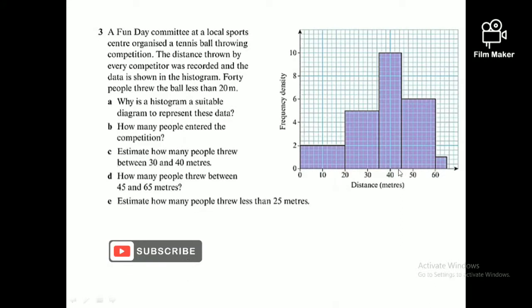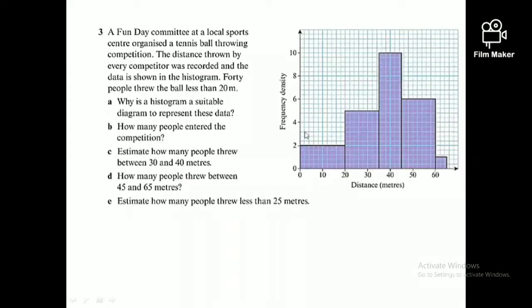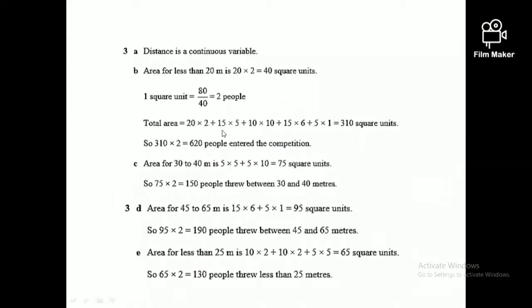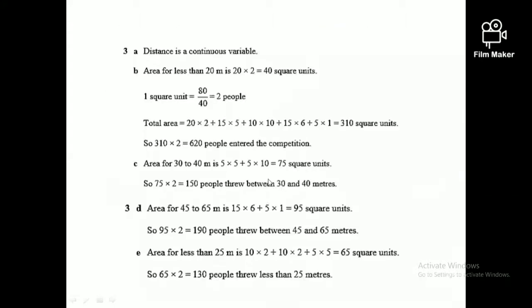And over here this is 45 to 60. That is 15. 15 into 6. Here the count is 5, 5 into 1. You see here, this is 20 into 2. Then 15 into 5. Then here 10 into 10.